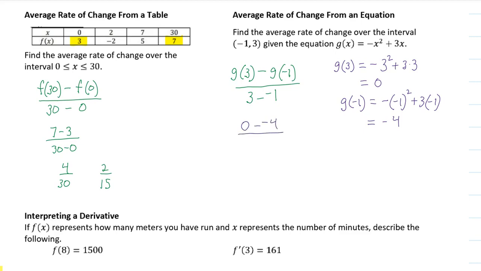And the denominator, I can go ahead and change those. That's going to be 4. And so that's going to be 4 over 4. So the slope in there is simply 1.